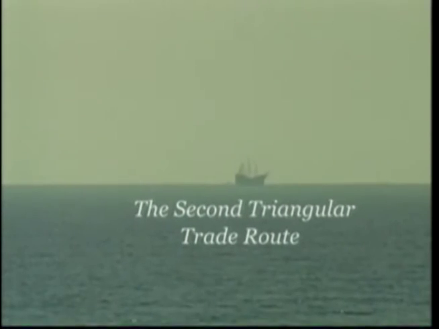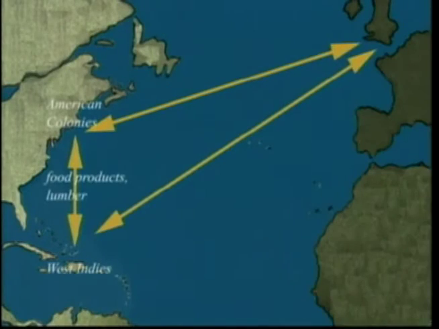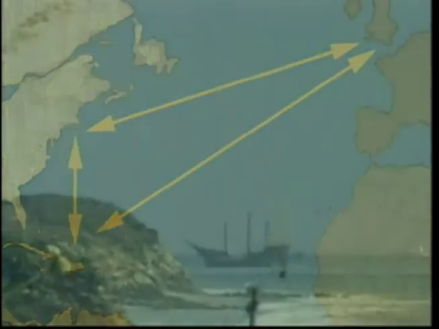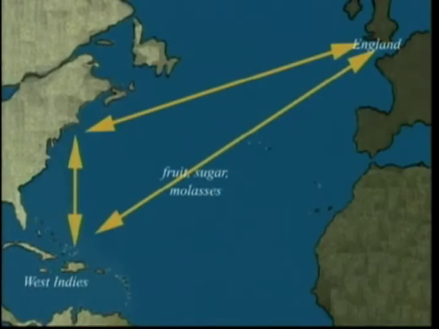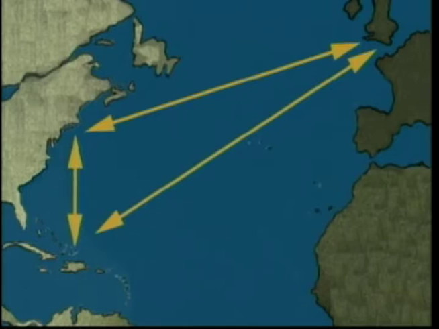The second triangular trade route began when ships from the American colonies sailed to the West Indies carrying food products and lumber. In the West Indies, these goods were traded for fruit, sugar, and molasses. The West Indies goods were then shipped to England, where they were traded for manufactured goods. Then the English manufactured goods were carried to the American colonies and sold for a profit.